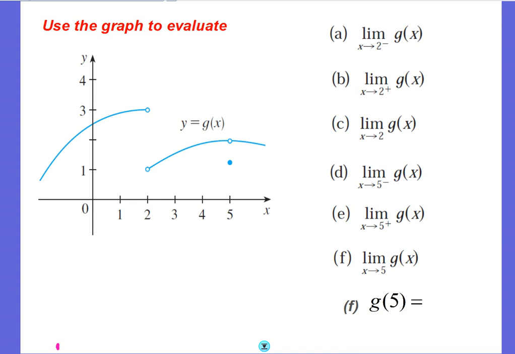How about this problem? What is the limit as x approaches 2 from the left side of g of x? From the left side, the function is approaching 3. So this is 3. From the right side, the function is approaching 1. So this is 1. This one does not exist because from the left side and from the right side it's not the same, so it does not exist.